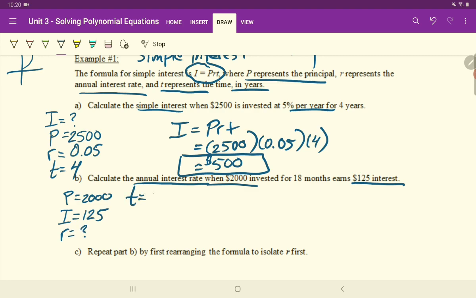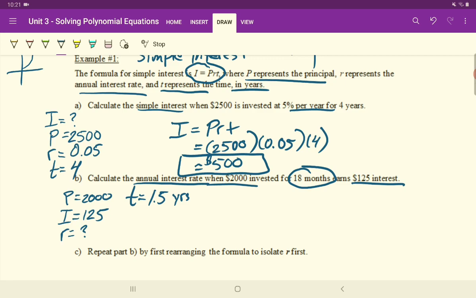And time, I know you might think it's 18, but what do we have to do to this 18? It's not 18 years, it's 18 months. So we have to convert 18 months into years. You may know off the top of your head that 18 months is 1.5 years. But how do you get that? What if it was a more complicated question, something like 22 months, for example? How would you convert that into years?